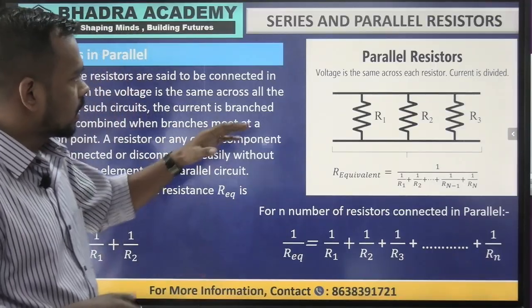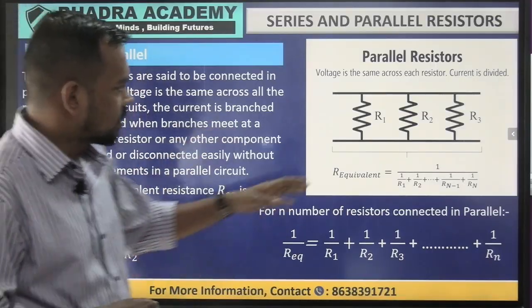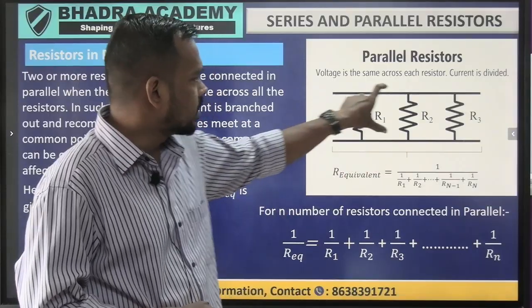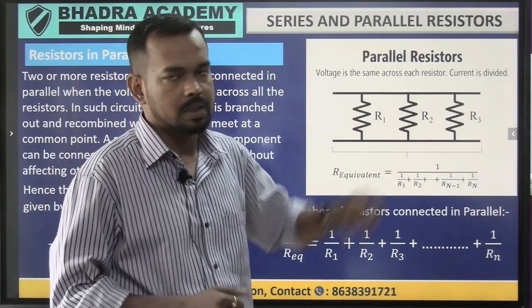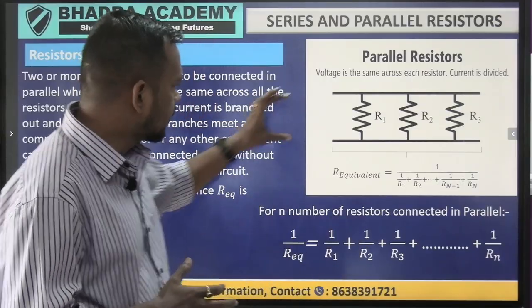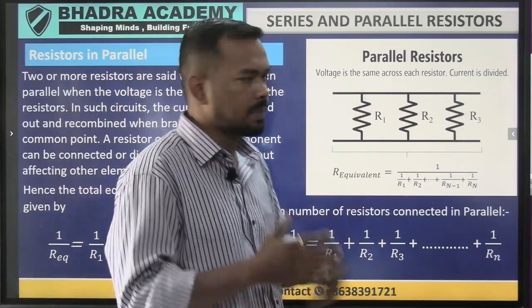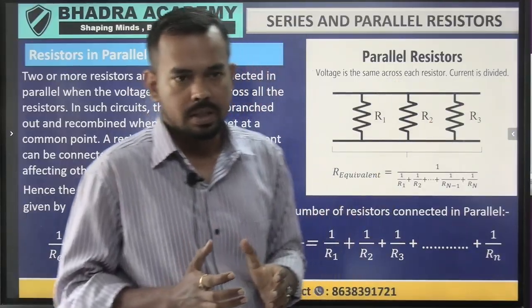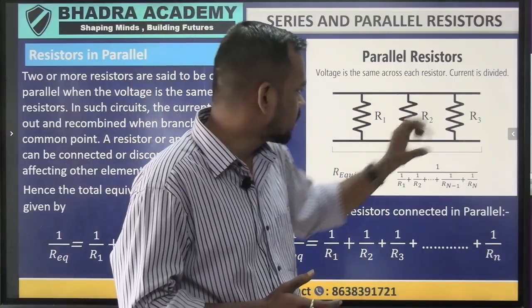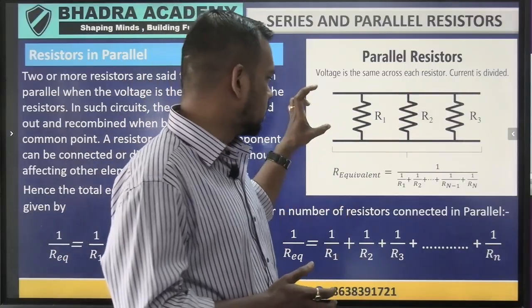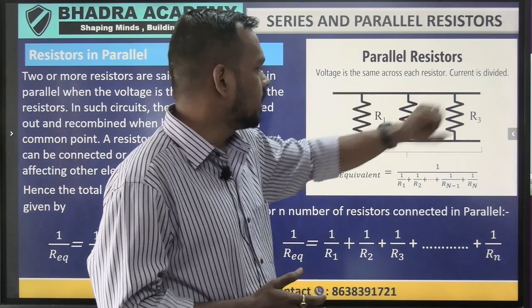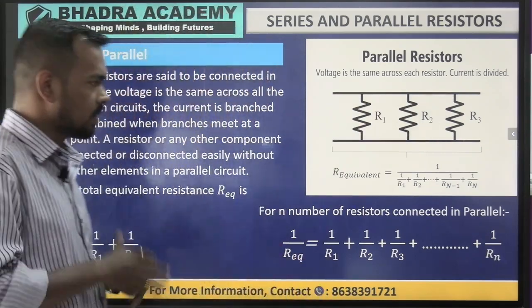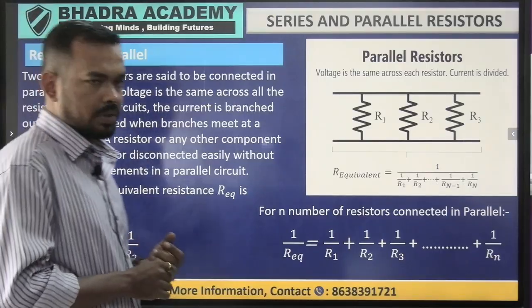Now the parallel connection of the resistors. This is the connection diagram you can see, where each resistor is in parallel with the other resistors. In this case the voltage is the same across each resistor but the current is divided across each resistor, right? So the voltage across each resistor will be the same but the current will be different, and that is given by I1, I2, I3, right?